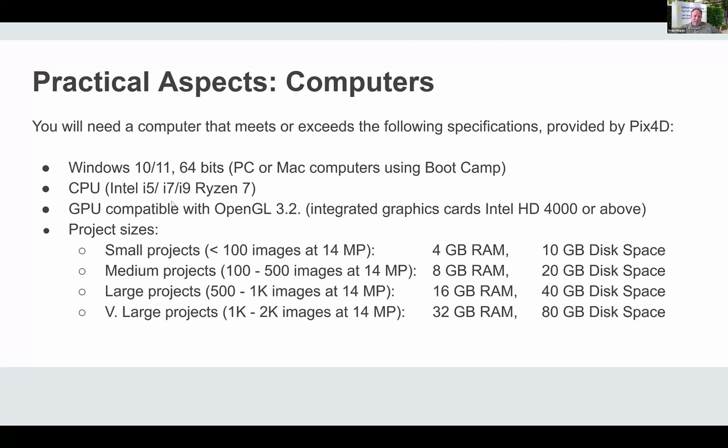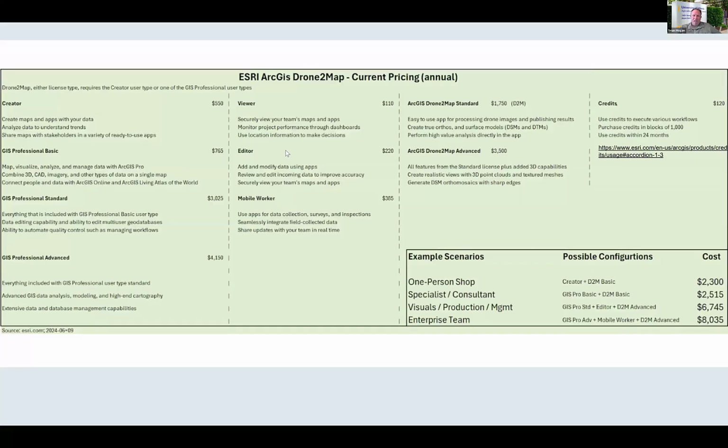Again, back to this. You can refer to this. I'll make the slides available to you, and I'll include them in the information about the video recording on YouTube. But knowing what kind of processing power you need for different projects is really useful, because this turns into big data fast. Just in case anybody needs to know, here's a bunch of information about the pricing of Drone2Map. This was as of June of this year.